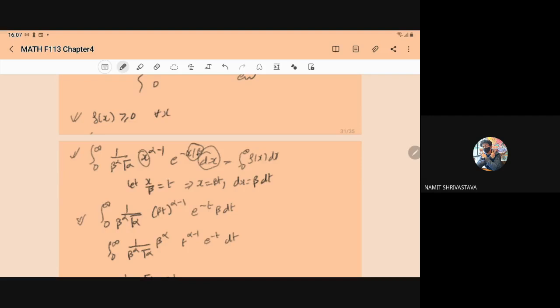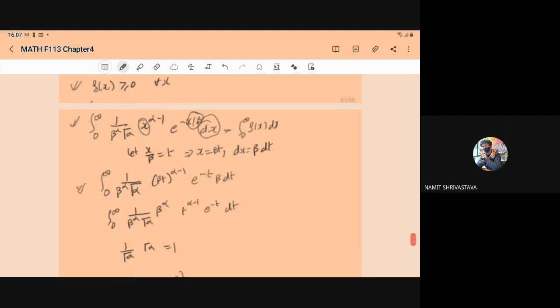So what is the benefit? Here in the numerator we now have beta to the power alpha, and in the denominator we already have beta to the power alpha. So these beta to the power alpha terms will cancel out. So here we have 1 upon gamma of alpha, t to the power alpha minus 1, e to the power minus t, dt.